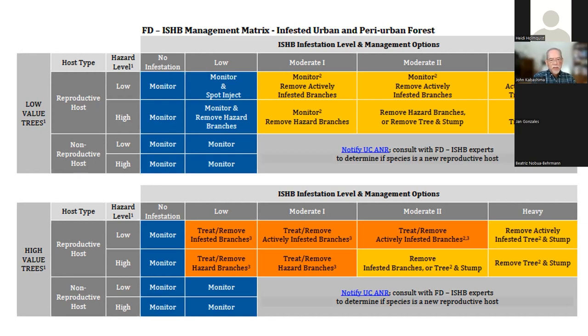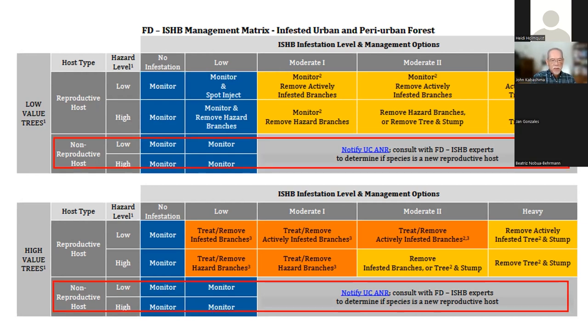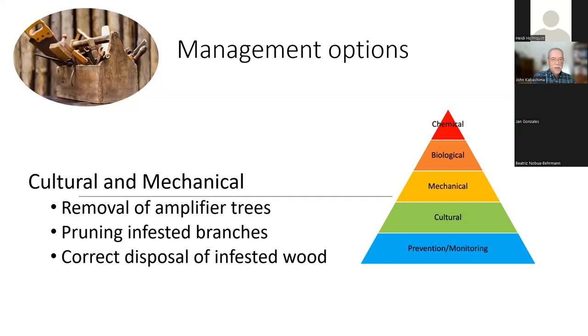And if it's a low, moderate or high infestation, there are decisions that you can make based on your situation. So everybody's matrix will be a little different, but these are the basic components that we use. And if you find beetles attacking a non-reproductive host that we don't have on our list, you need to contact us because we need to know whether it's now finding new holes that we need to monitor.